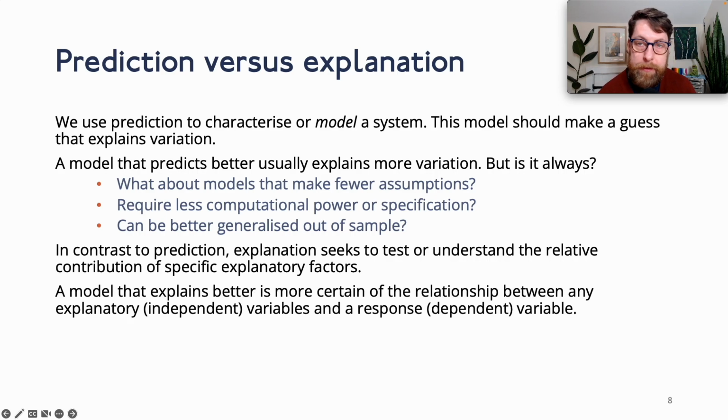Now, a model that explains better, in this case, is not one that explains more variation. It's one that is more certain of the relationship between one variable and another variable. It's less like we can guess the price of a toothbrush in every different store, and more like we really know that the thickness of the bristles makes a difference. We were really certain of that.